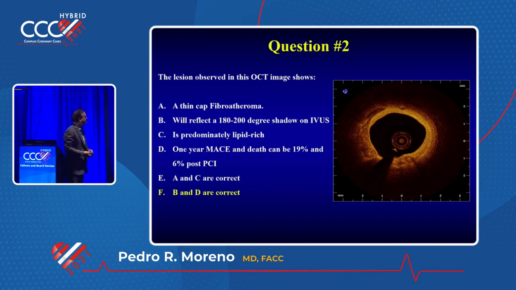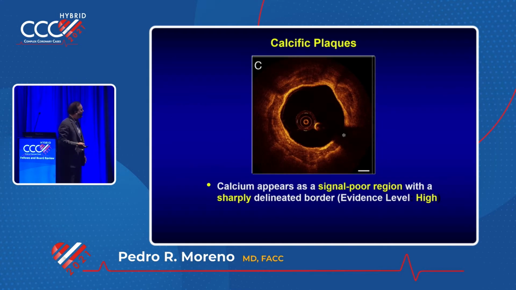We'll talk about it. So is it B and D? B, 180 to 200. Yeah, more or less. And wow, these statistics are tough. Huh? Look at this. Who can believe that?